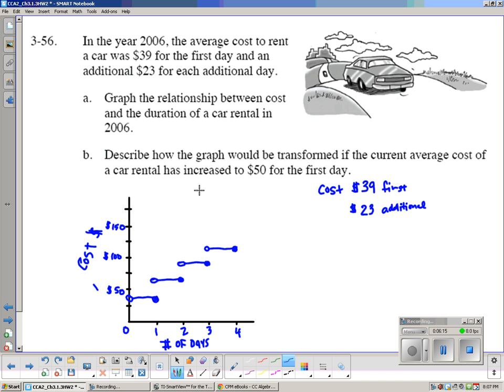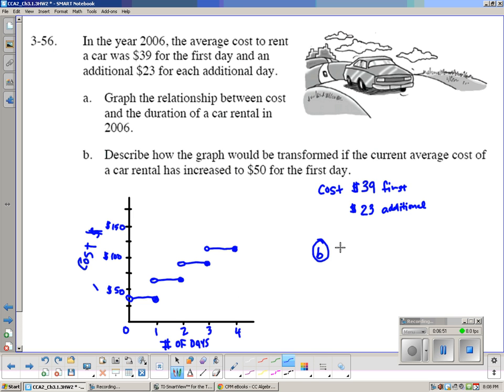Now part B asks, describe how the graph would be transformed if the current average cost of a car rental has increased to $50 for the first day. So if you think about it, over time here, instead of paying $39, we would now end up paying $50 for the first day. So we'll put our part B right here. So if $39 increased to $50, and we're still paying $23 for each additional day.